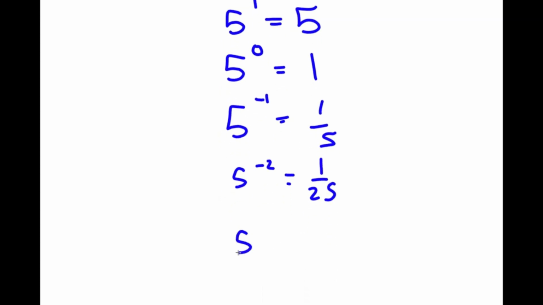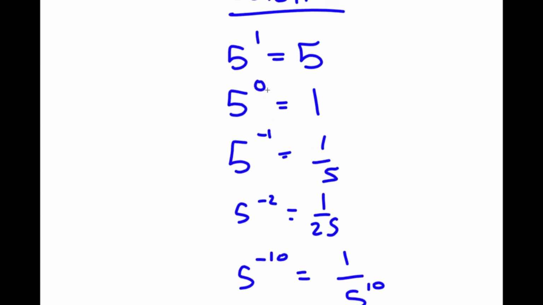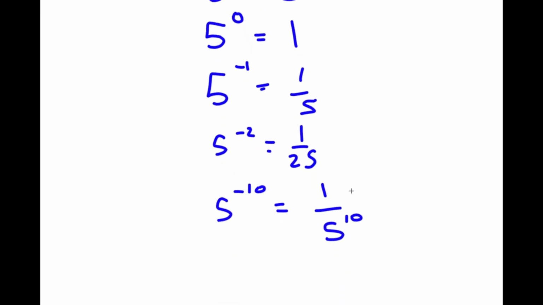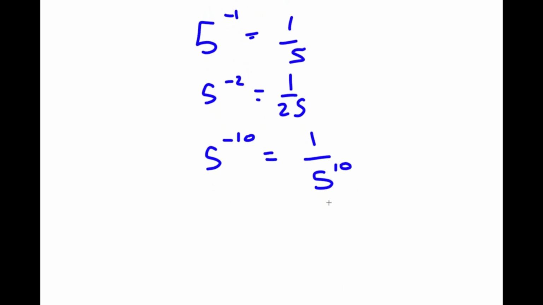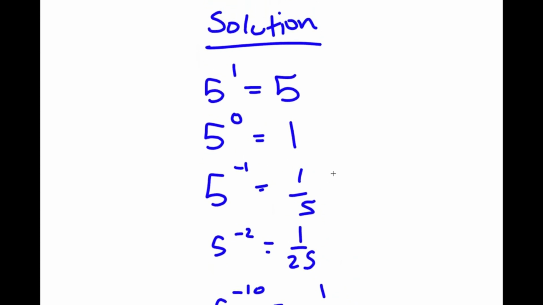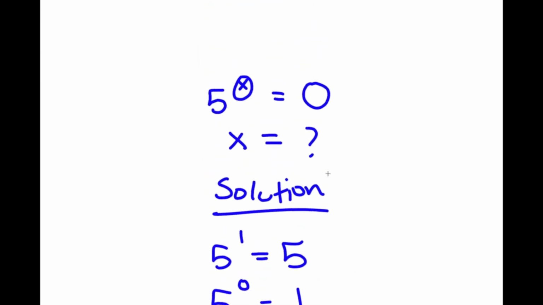Let's say I have 5 to the power of negative 10. This is going to be 1 over 5 to the power of 10. So you see, as the exponent keeps on decreasing and decreasing, well, it's approaching 0, right? But will it ever reach 0? Well, let's see if we can even find a value of x that makes this equal to 0.